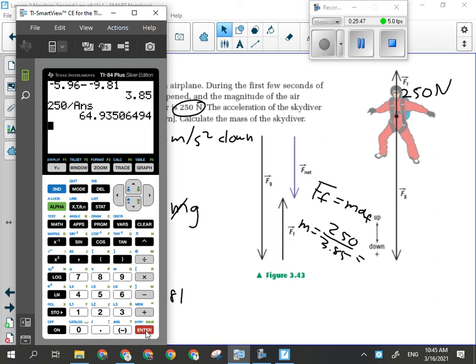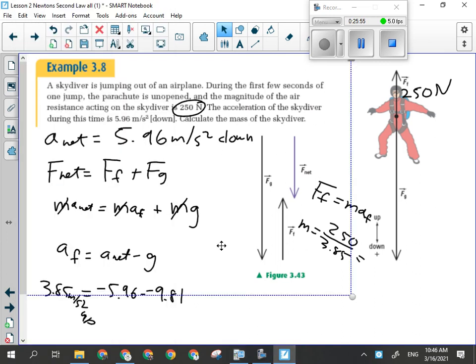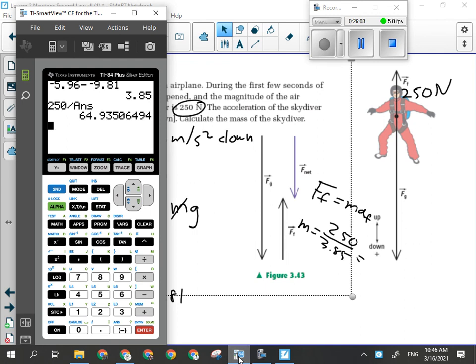Explain again why it's -5.96. Because it's down. I made down negative. Yeah, that makes sense. Yeah, we should have 65.0, or no, 64.9. 64.9 kilograms. Okay. All right, everybody okay with that one?